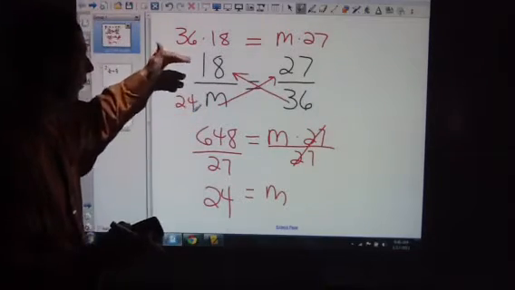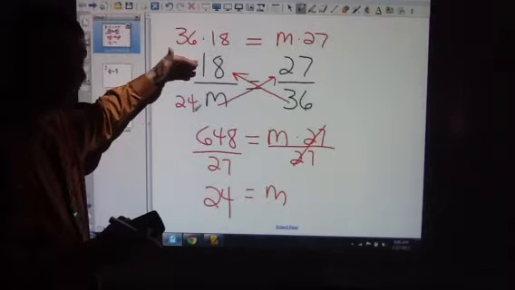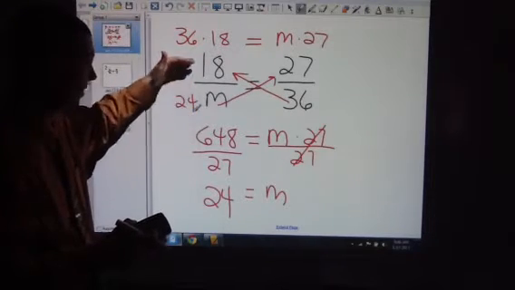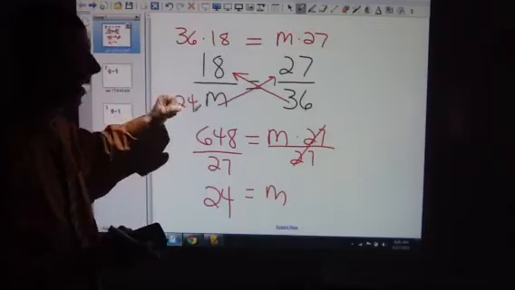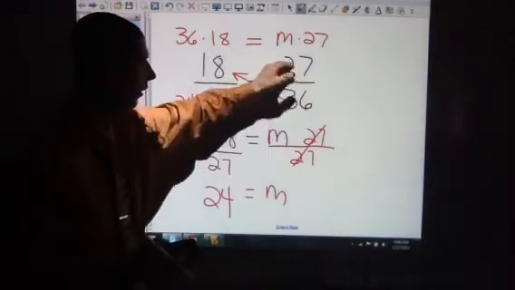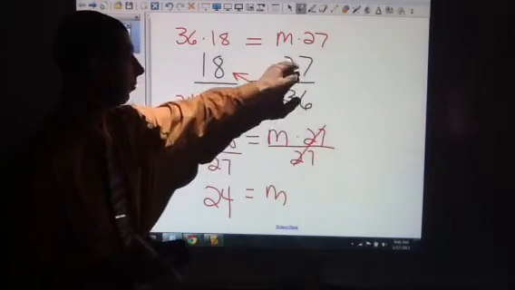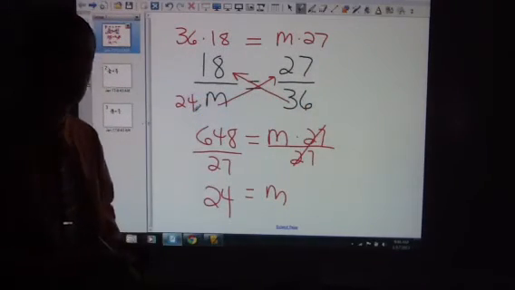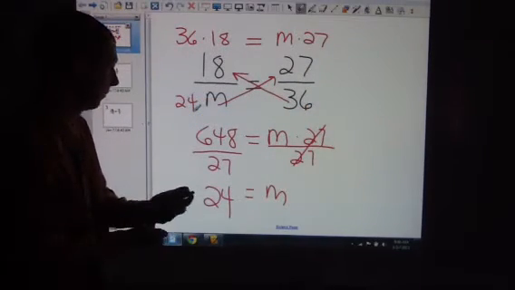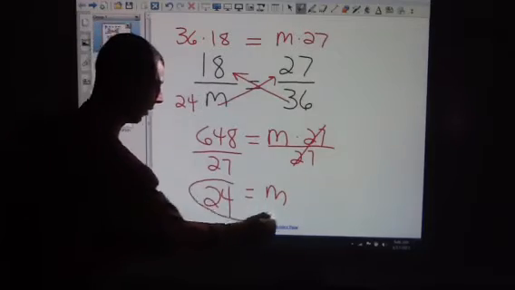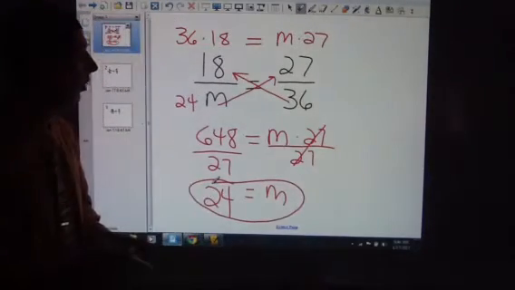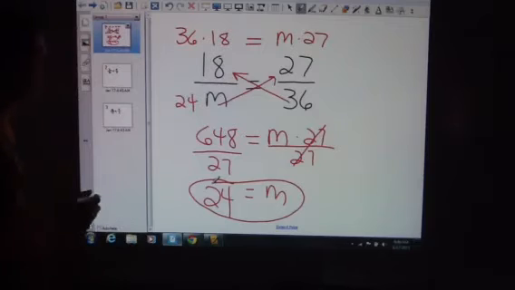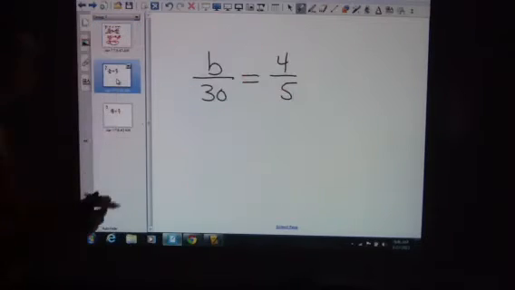So the value for m here is 24, and I'll also point out, does it make sense? The numerator here is less than the denominator. It's basically 6 less than the denominator. If we look over here, our numerator is less than our denominator here as well. So our answer does seem reasonable, and that's an important thing to check when you're doing these problems. Okay, let's take a look at another one.